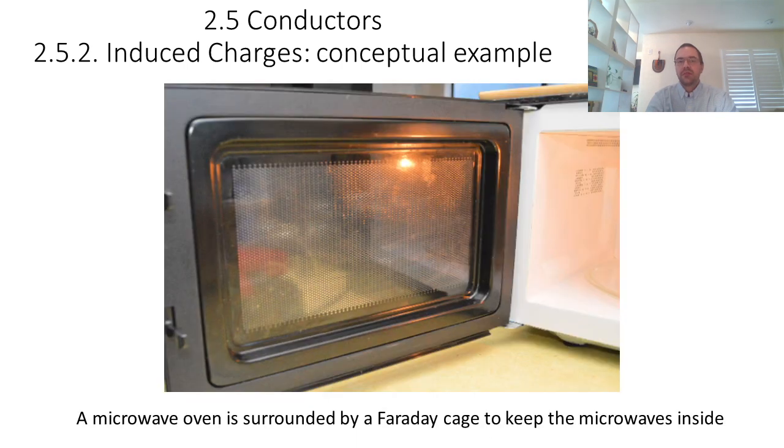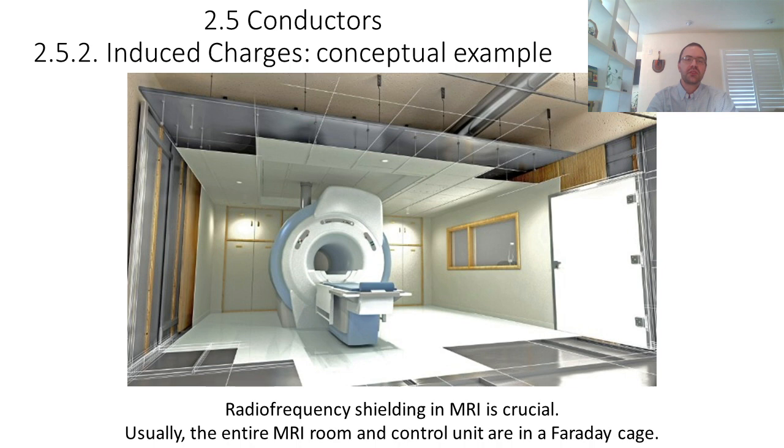A microwave oven is also a Faraday cage, this time to protect the outside and to keep the microwaves on the inside. This is why there is a metal grid on the door of a microwave oven. And radio frequency shielding in MRI is also crucial. Usually the entire MRI room and the control units are in a Faraday cage.